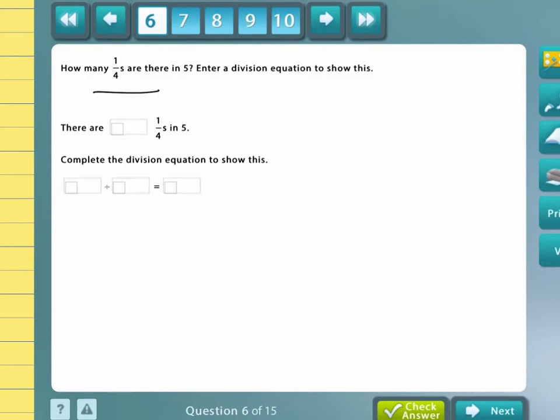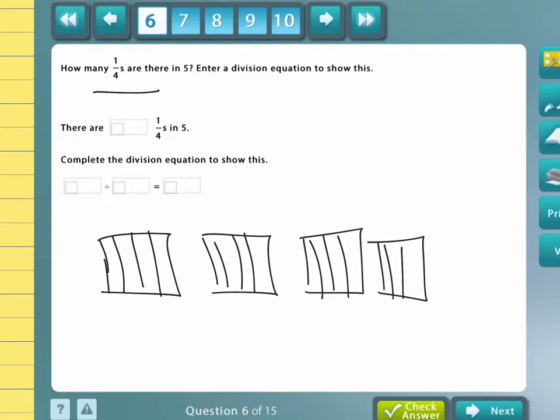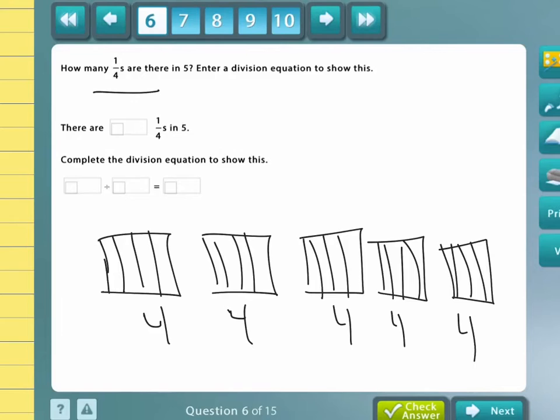How many fourths are there in 5? Well, in one whole there are 4 fourths. In another whole there are 4 fourths, and in another, and another, and another. So there are 4, 4, 4, 4, 4, or a total of 20 fourths in 5 wholes. If you have 5 and you divide it into fourths, you end up with 20 pieces altogether.